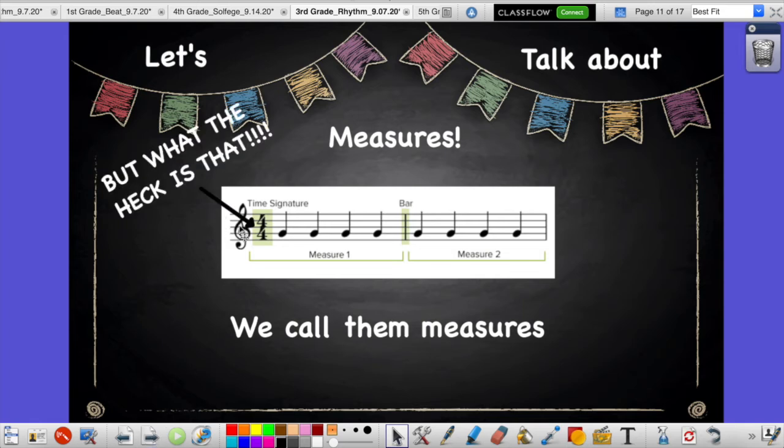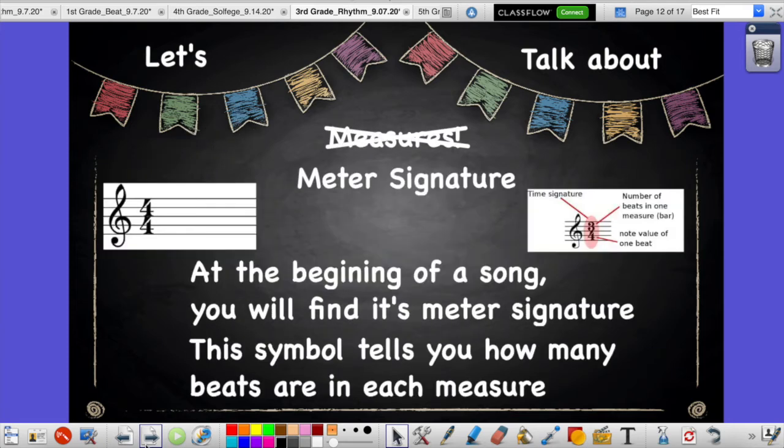But what the heck is this? Let's talk about meter signature. At the beginning of a song, we will find its meter signature. This symbol tells you how many beats are in each measure. So at the beginning of a song, you'll see these numbers. Either you can see maybe a 4, in this case over here, a 3, and sometimes even a 2. And that tells us how many beats there are in each of those measures.